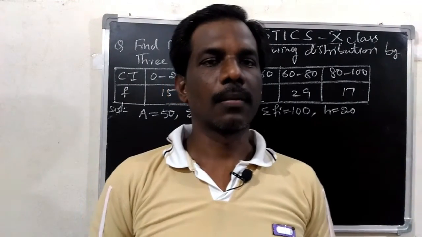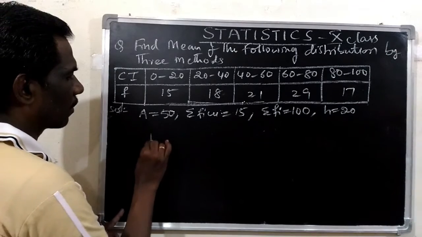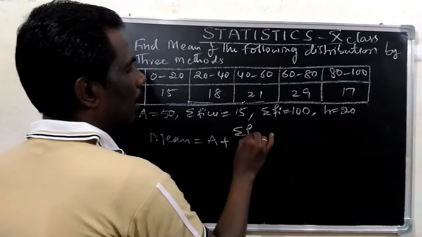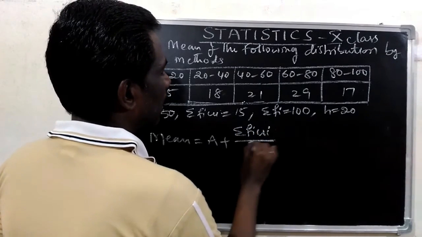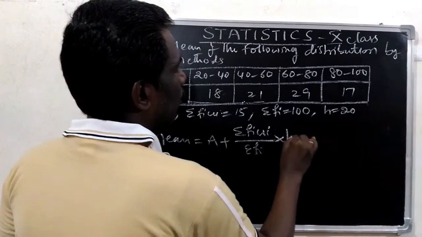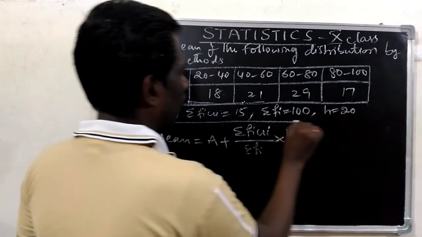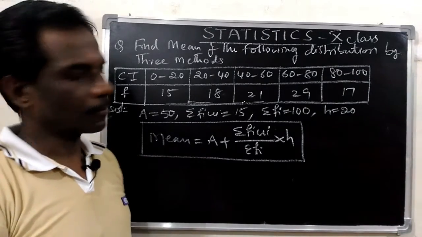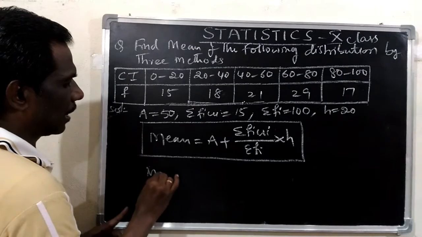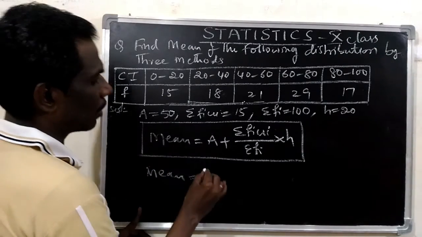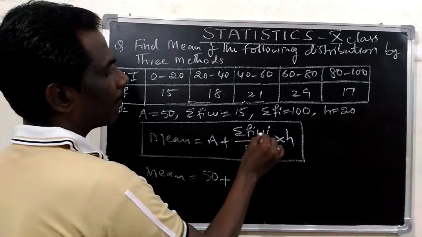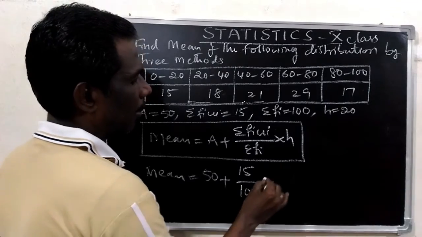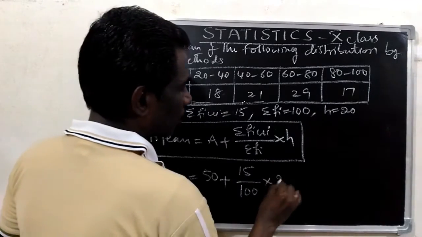Now I am writing the formula of mean. Mean is equal to A plus sigma Fi UI by sigma Fi into H. This is the formula of the step deviation method for mean. Mean is equal to A value, 50, plus sigma Fi UI, we got 15, by sigma Fi, 100, into H, we got 20.